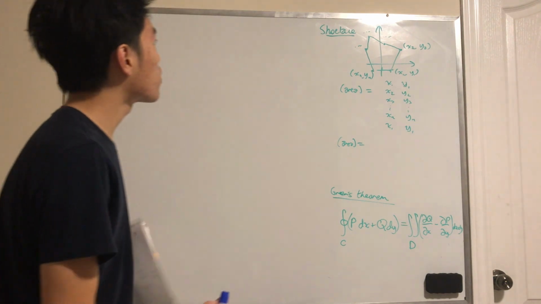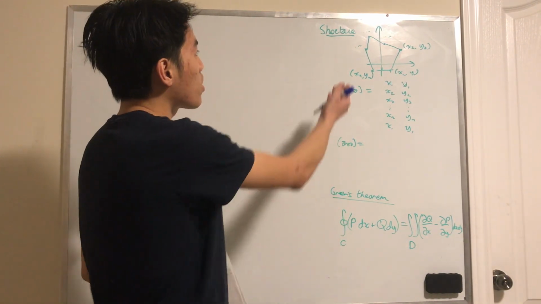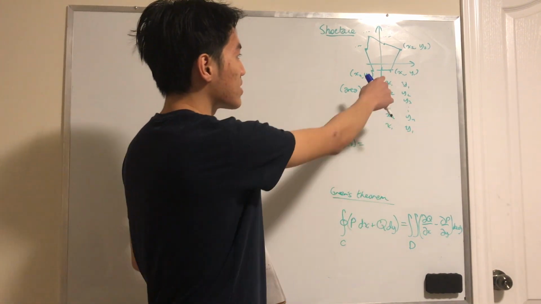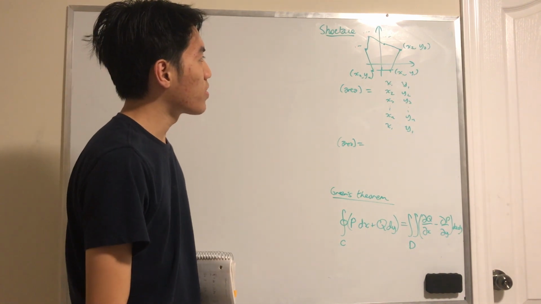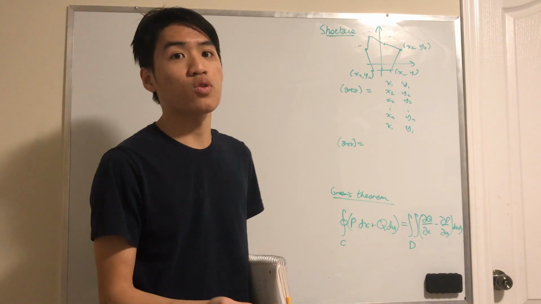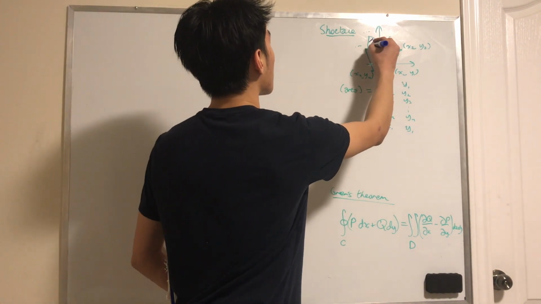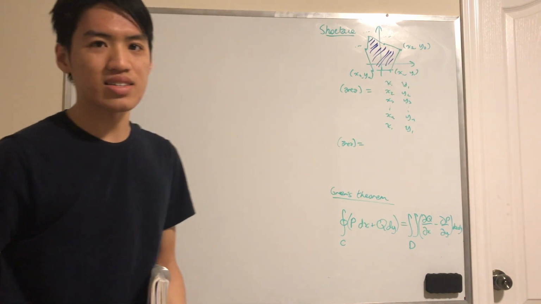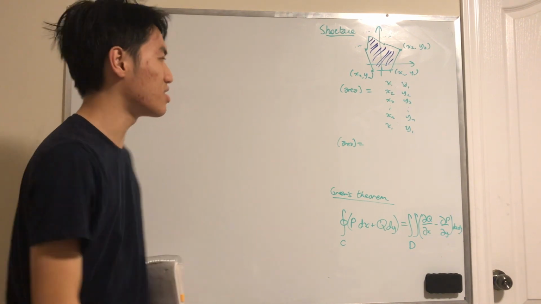So, first of all, what's the shoelace theorem? Here's the idea. In the xy plane, imagine you have this polygon and you have the coordinates of all the vertices of that polygon. It turns out there's a really nice, unexpected formula that allows you to find the area of this polygon in terms of the vertices.